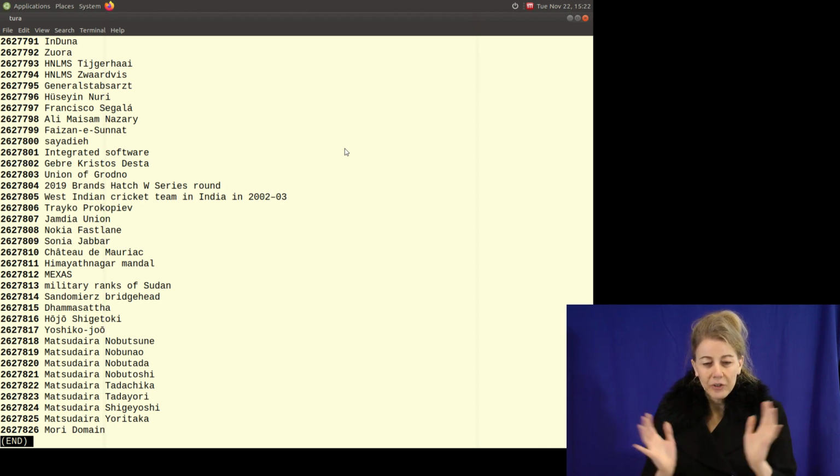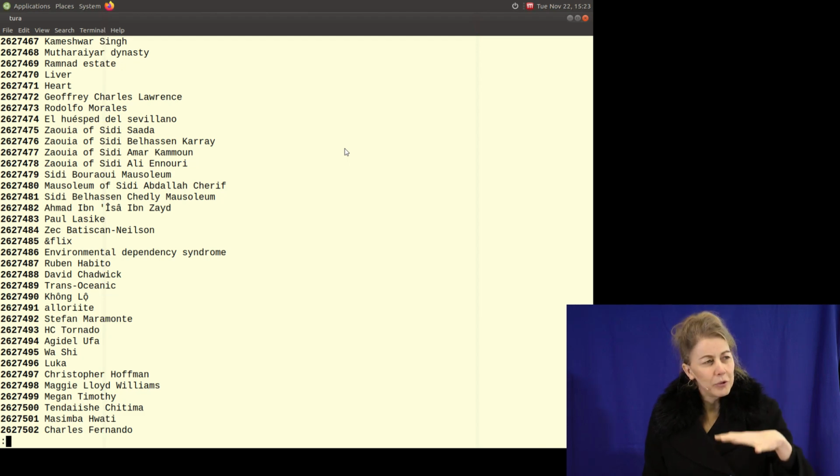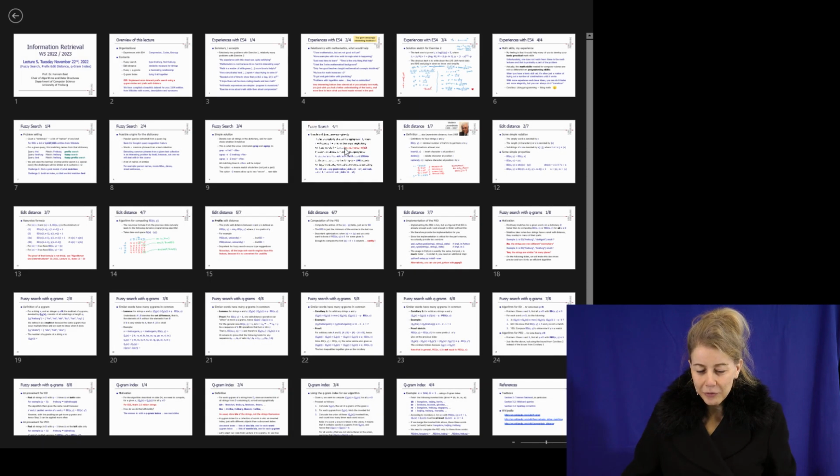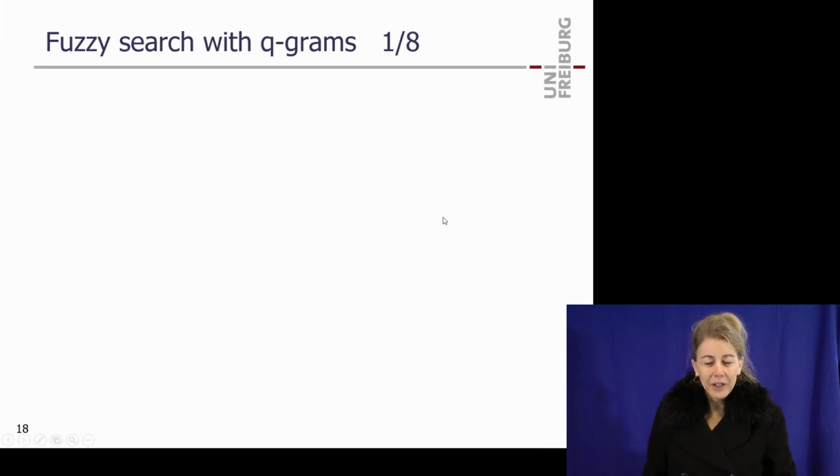Maybe I say, just give me up to 2 mistakes. Edit distance, prefix edit distance. You have to compute it 2.6 million times. That's wasteful, and it's also sometimes just too slow. And so we want to do this faster, and here's a very nice way to do this. And the idea is to do it with qgrams.